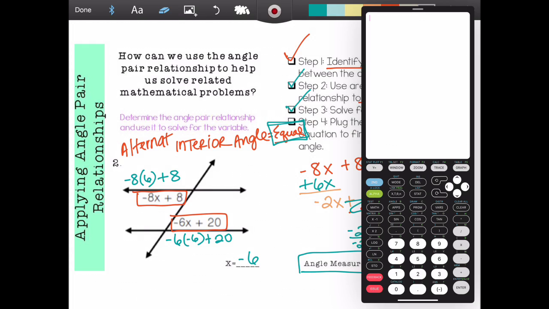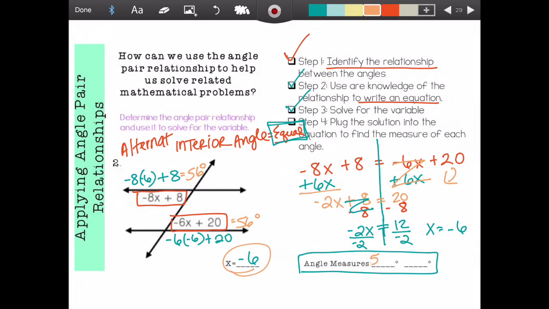So negative 8 times negative 6, plus 8, and I get 56. If we solved this correctly, this angle down here should also be 56 degrees. So negative 6 times negative 6 plus 20. And yes, I get 56 degrees. So we found the correct solution, which is negative 6, and our angle measures are 56 degrees.